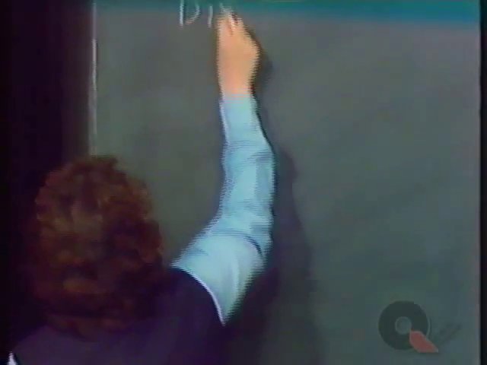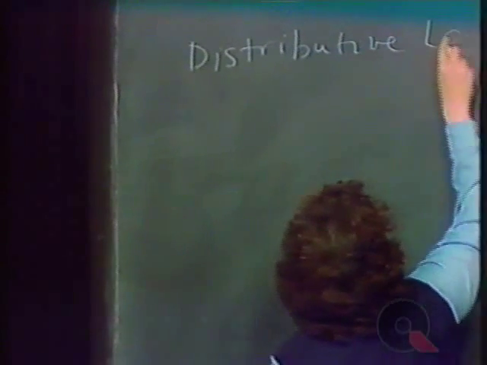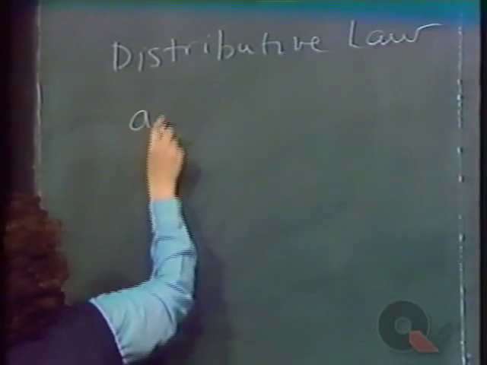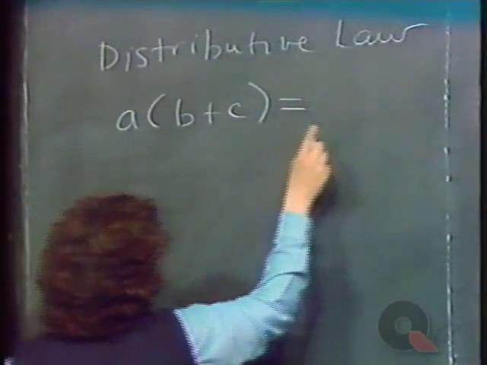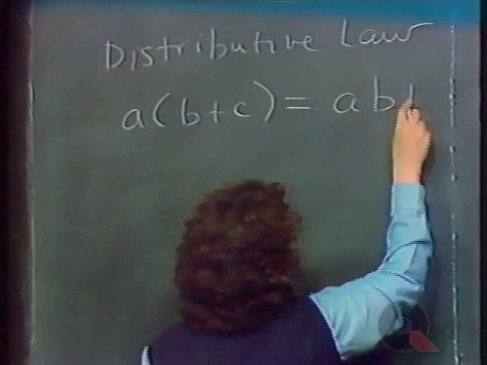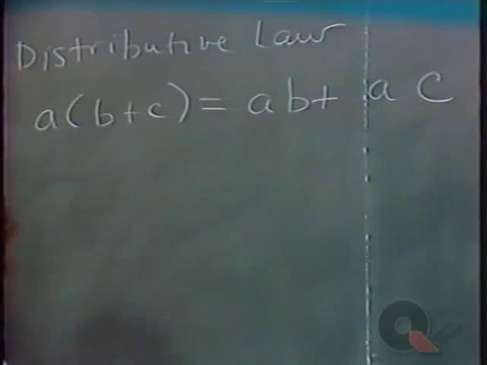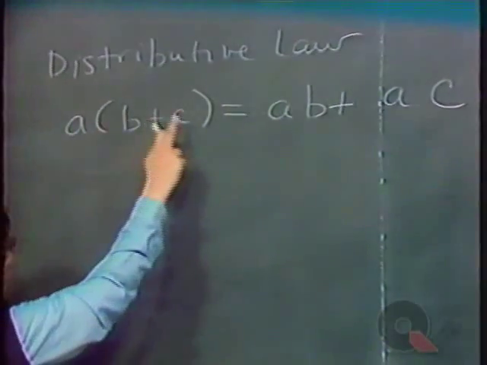Several questions on the assessment test usually involve the distributive law. We know we have the following rule in mathematics. A times (B plus C), in parentheses like that, is A times B plus A times C. We distribute the A.